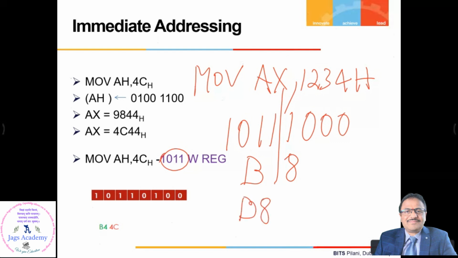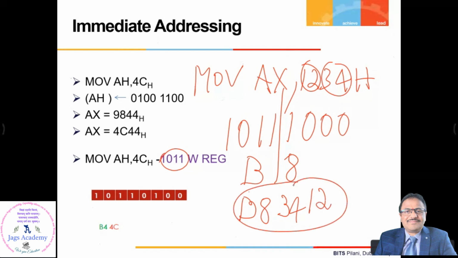Is it over? No. Now tell me, when you put 1234 in the machine instruction, the lower byte will come first and then the higher byte will come. Always remember, the lower byte comes first. Which is the lower byte here? 34. So first 34 comes, after that 12 comes. So this is the machine instruction for this.